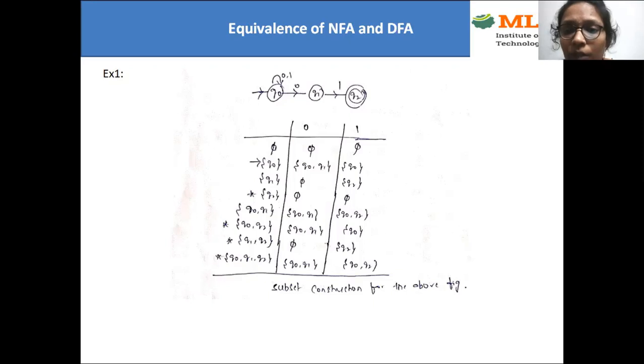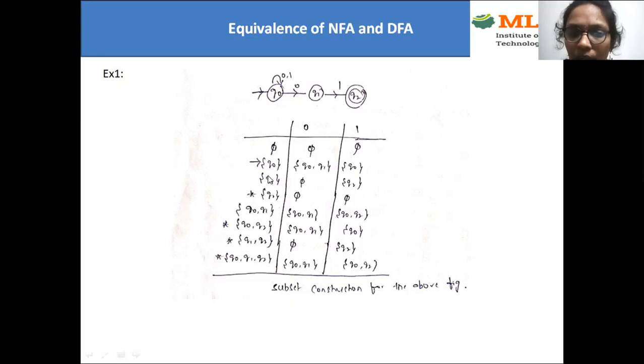So now coming to subset construction, we need to include phi also, the null set. So that is the thing here. The first one is phi. Phi on 0 goes to phi always. Phi on 1 goes to phi only. Next, we need to take all the combinations here. So what are the states we have?